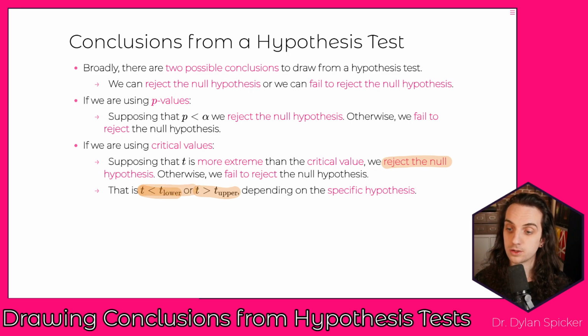Whether we're using the lower or the upper is going to depend on the hypothesis that we're looking at. If it's a lower tail alternative, we use the lower. If it's an upper tail alternative, we use the upper. If it's a two-tail alternative, we have one at each side.